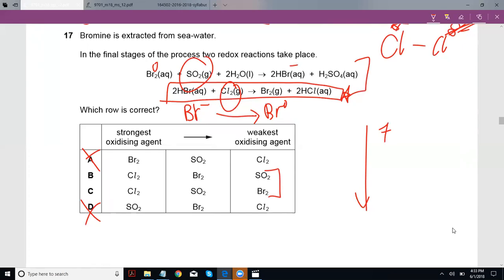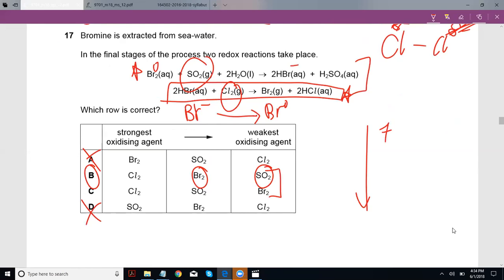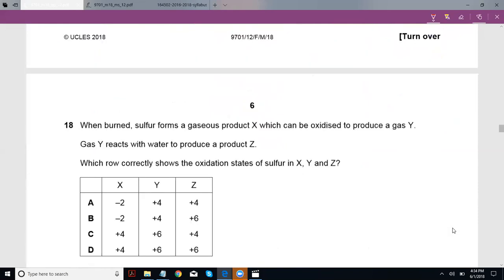SO2 wasn't a stronger oxidizing agent than bromine. It was bromine, because bromine managed to oxidize SO2 and itself obviously got reduced. So that means bromine is going to be a stronger oxidizing agent than SO2. So you have to pick between B and C. You would pick B because bromine, by reaction 1, is a stronger oxidizing agent than SO2.